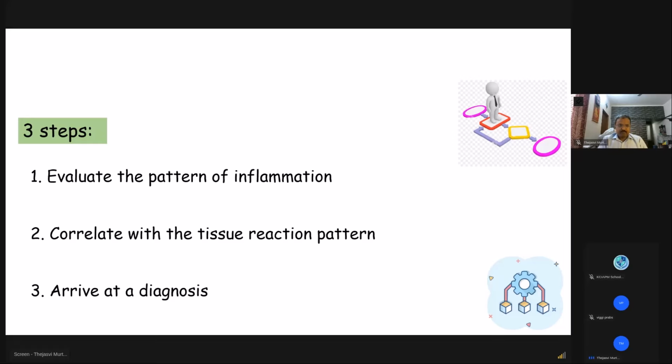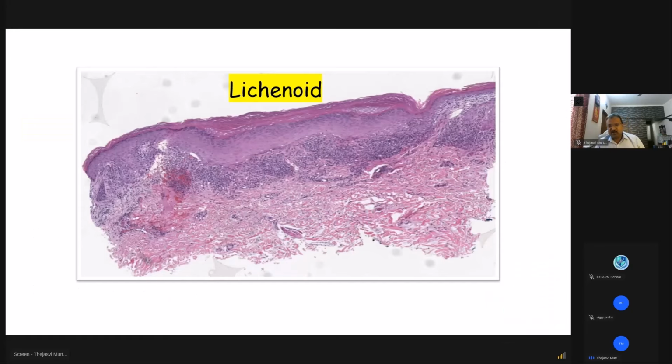Now coming on to the first reaction pattern, that is the lichenoid. We'll go along these reaction patterns and see what the patterns of inflammation are in this, and finally we can deduce an algorithm. So we will just run through histological pictures of a few prototype variants of the lichenoid reaction pattern. Later on we will see how we can apply the algorithm. First of all, coming to the lichenoid reaction pattern.